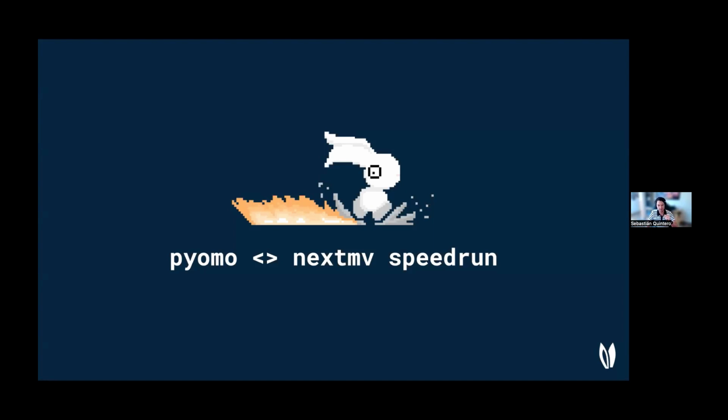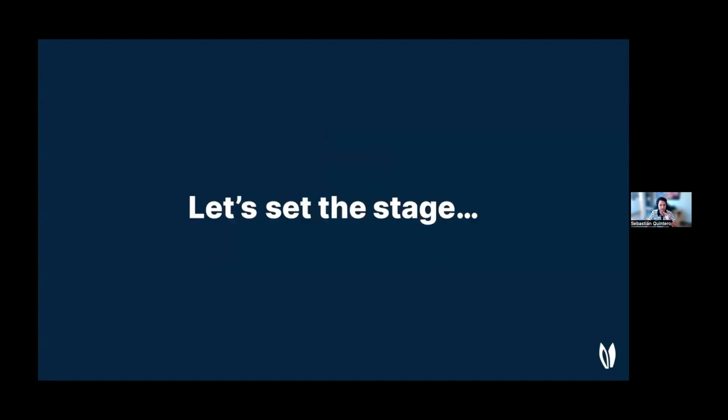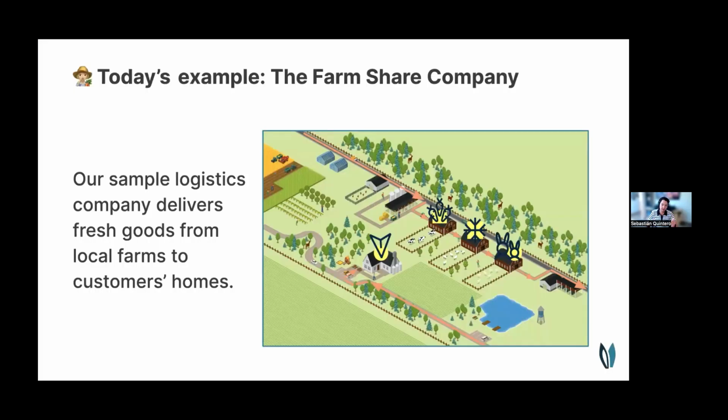I'm going to be doing a speed run, demoing Pyomo and NextMove. And for this speed run, let me just set the stage. We always use the FarmShare company, a sample logistics company that delivers fresh goods from local farms to customers' homes. It is a fictitious company, doesn't exist, so don't try to look us up in the App Store.